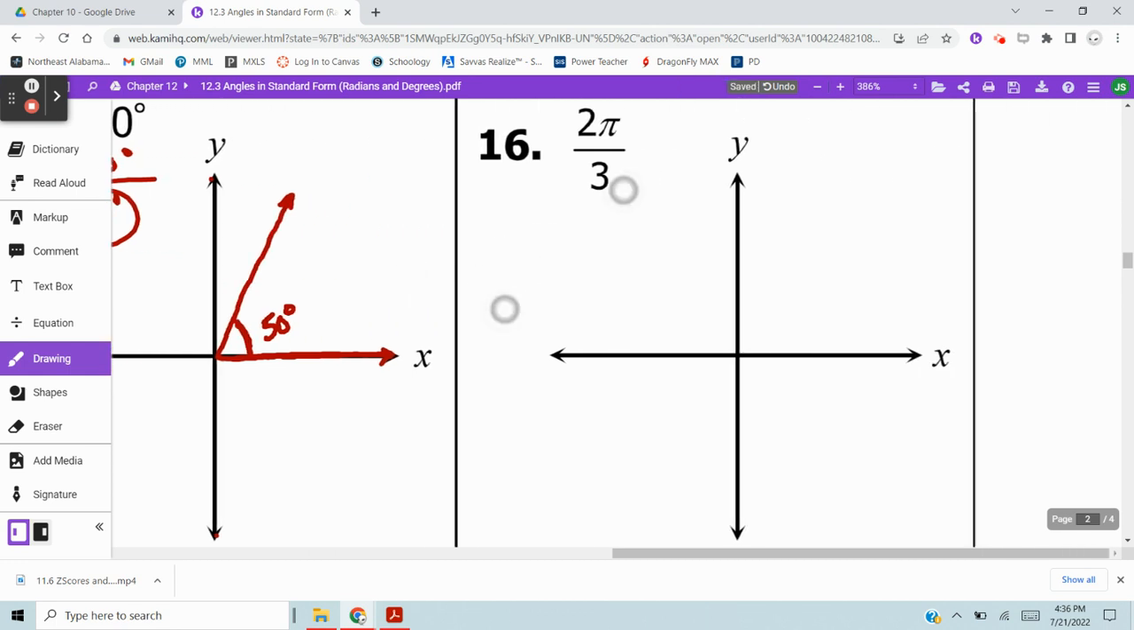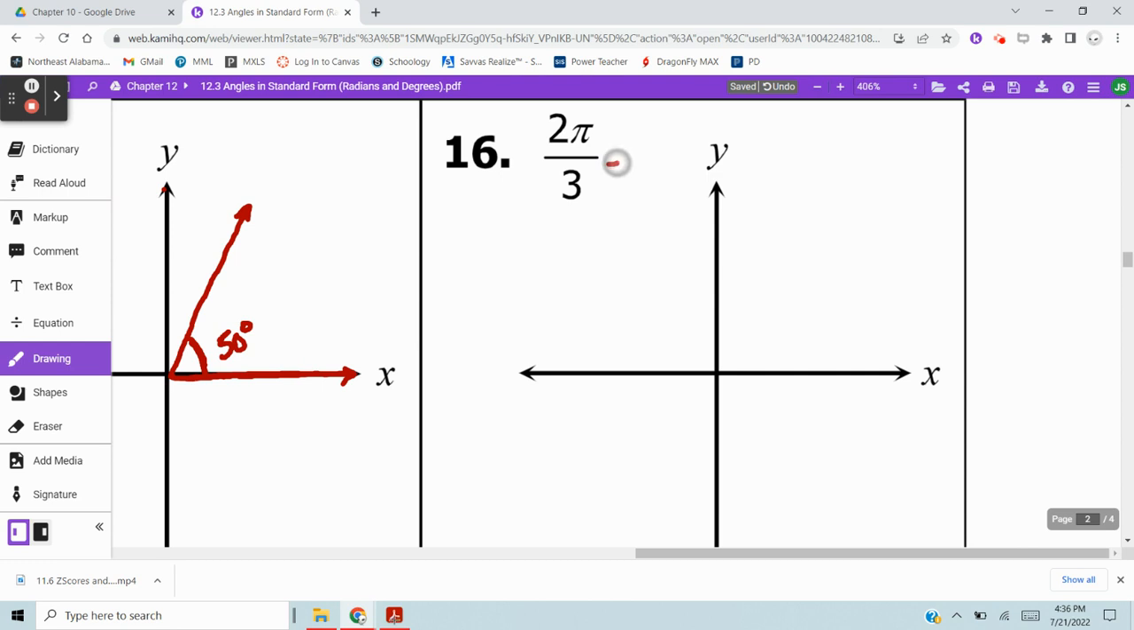Okay, number 16, I'm going to be honest with you. I always convert radians to degrees whenever I'm finding reference angles. So 2 pi over 3, I know that pi is 180. Pi divided by 3 will be 180 divided by 3, which is 60. Multiply that by 2, this is 120 degrees.